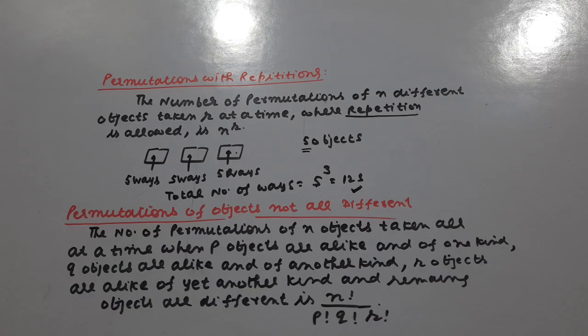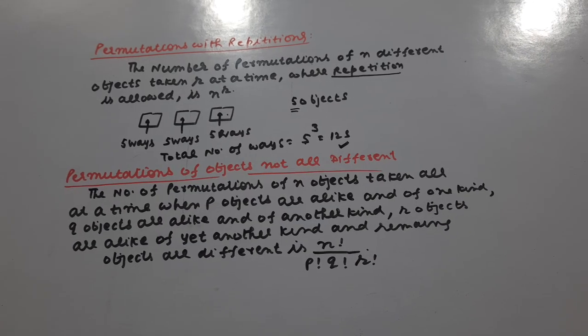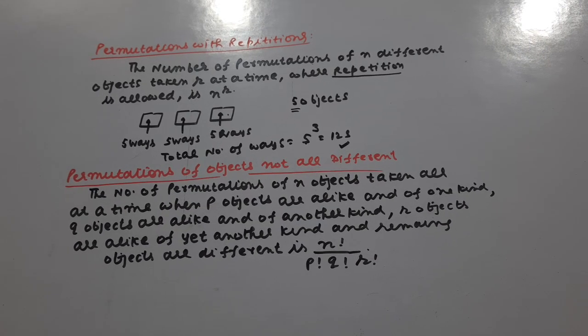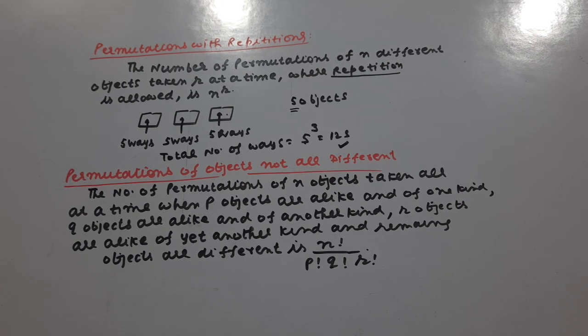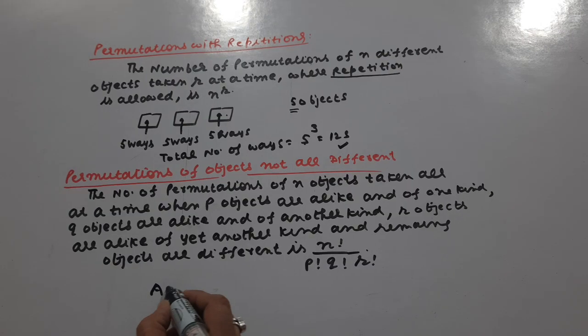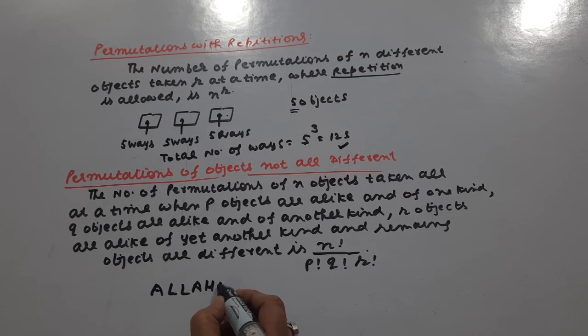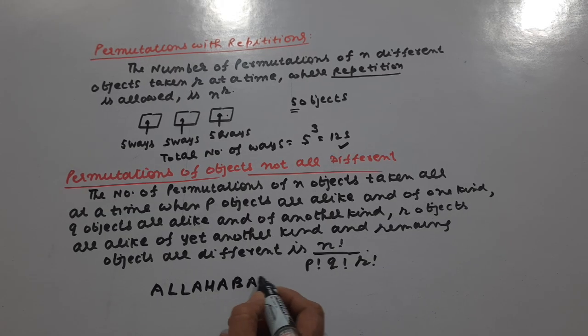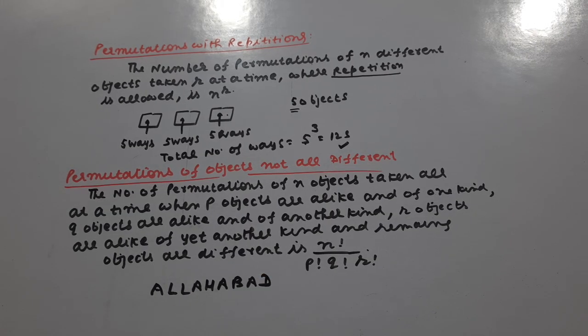Now students, let us take an example to understand this theorem: how many different words can be formed with the word Allahabad? A, double L, A, H, A, B, A, D, Allahabad. How many different words can be formed with the word Allahabad?